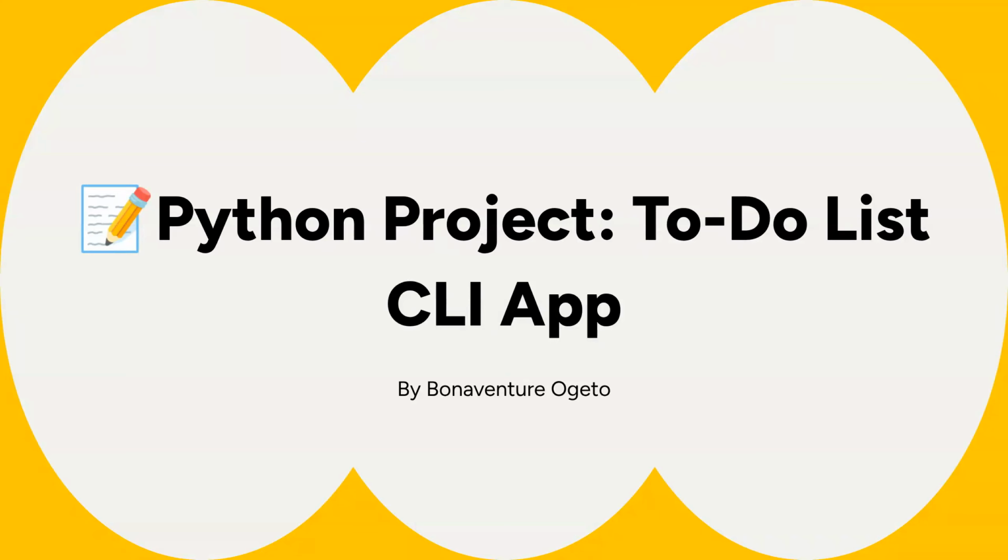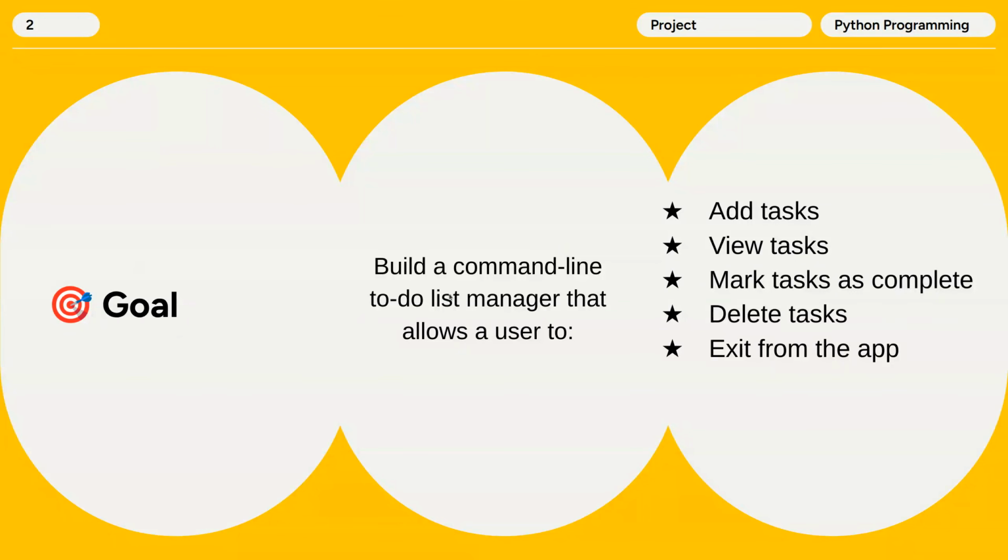But most importantly, we're going to look at how to write modular, clean, readable and reusable code, which is what we've covered in the previous session. So we're going to see how we can break up this program into some smaller parts that are a bit more manageable. So these are the simple things that our project is going to be able to do. The goal is to build a command line to-do list manager that allows users to add tasks, view tasks, mark tasks as complete, delete those tasks, and also exit from the application once they've already done what they wanted to do.